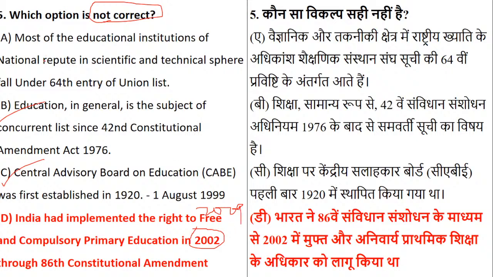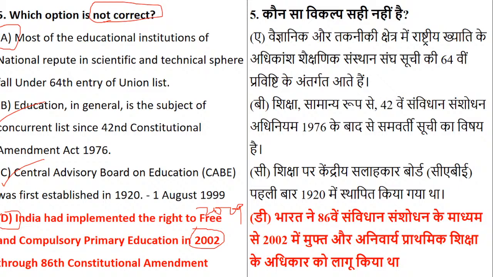Now, some students may get confused with A and D, but if you are very thorough with the right to primary education, you can catch this answer here, because option A is right, that most of the educational institutions of national importance fall under the Union List with respect to scientific and technical sphere, were under the Union List.